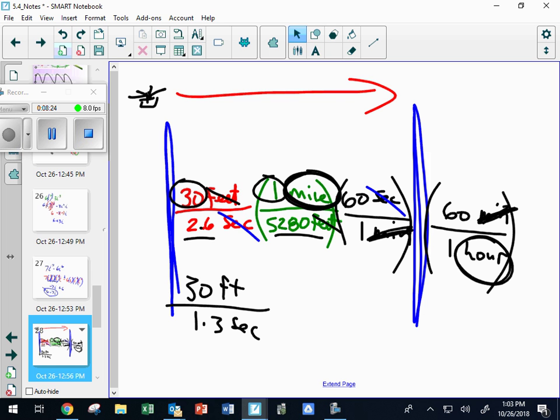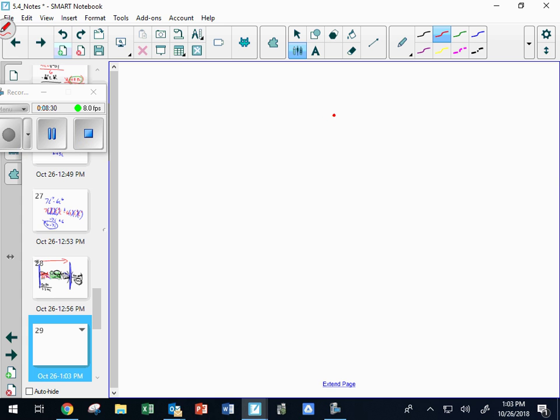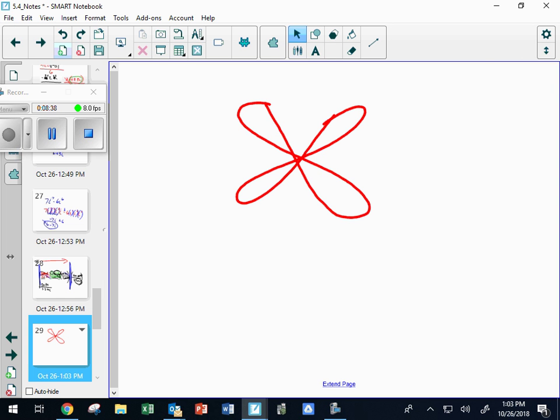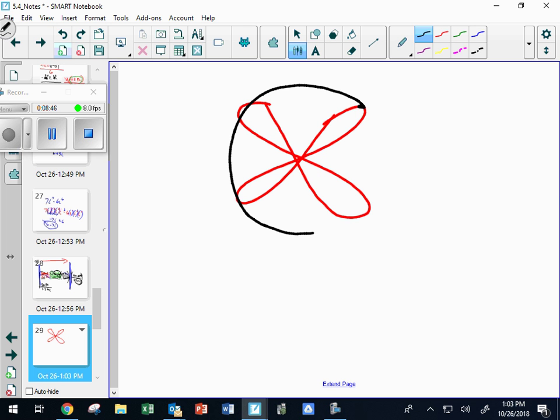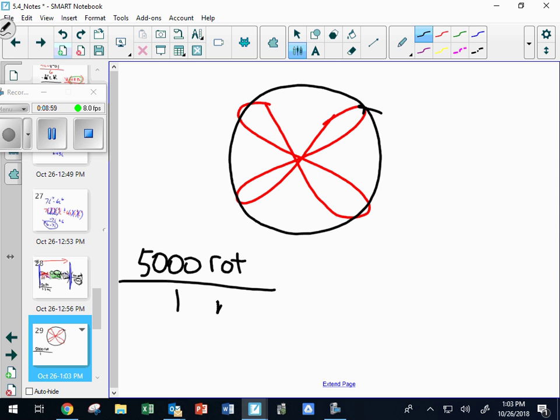Then what's the very last thing? Rotational speed. What am I talking about? That is a propeller, if you can't tell. And a little dot on the outside of the propeller would have been rotating around in a circle like this at 5,000 RPMs. Rotations per 1 minute. That's what RPM actually means.